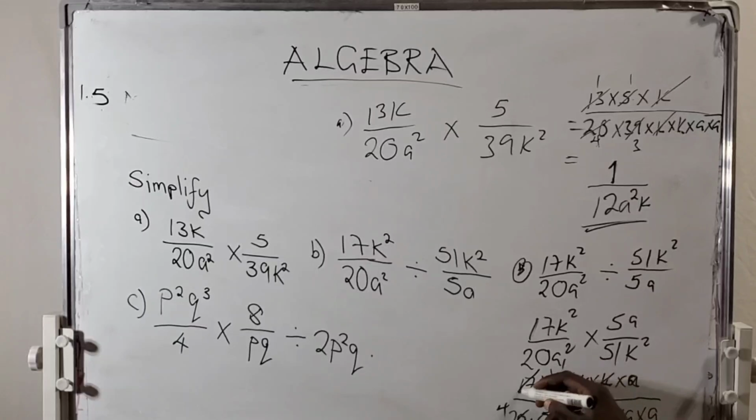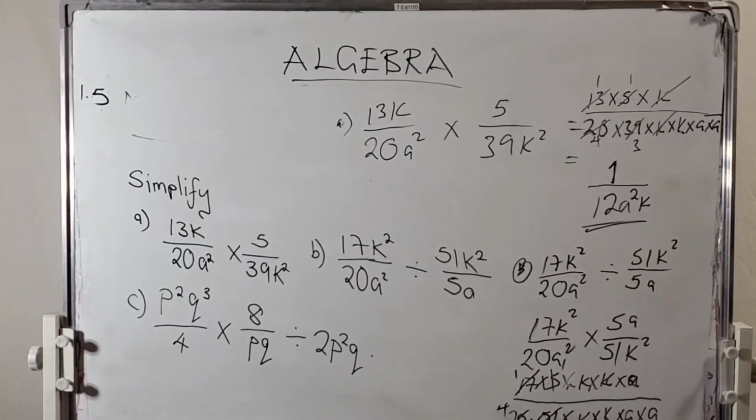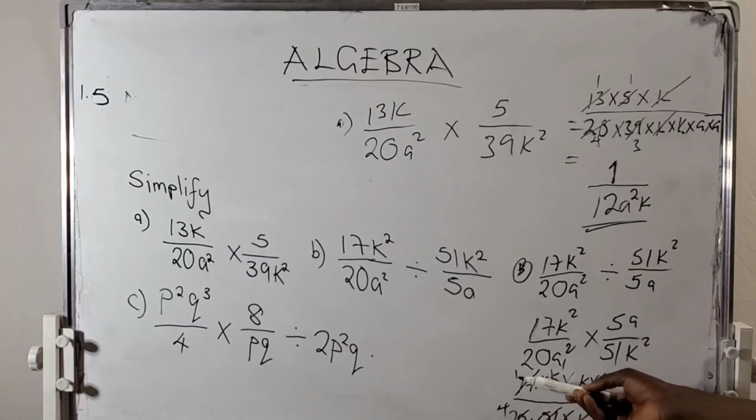17 into 51. Come on. 17 goes into 51 how many times? 3 times. Okay? 3 times. Then let's go to variables. So in terms of numbers, we have 1, then down we have 3 times 4 times 3. Yes.